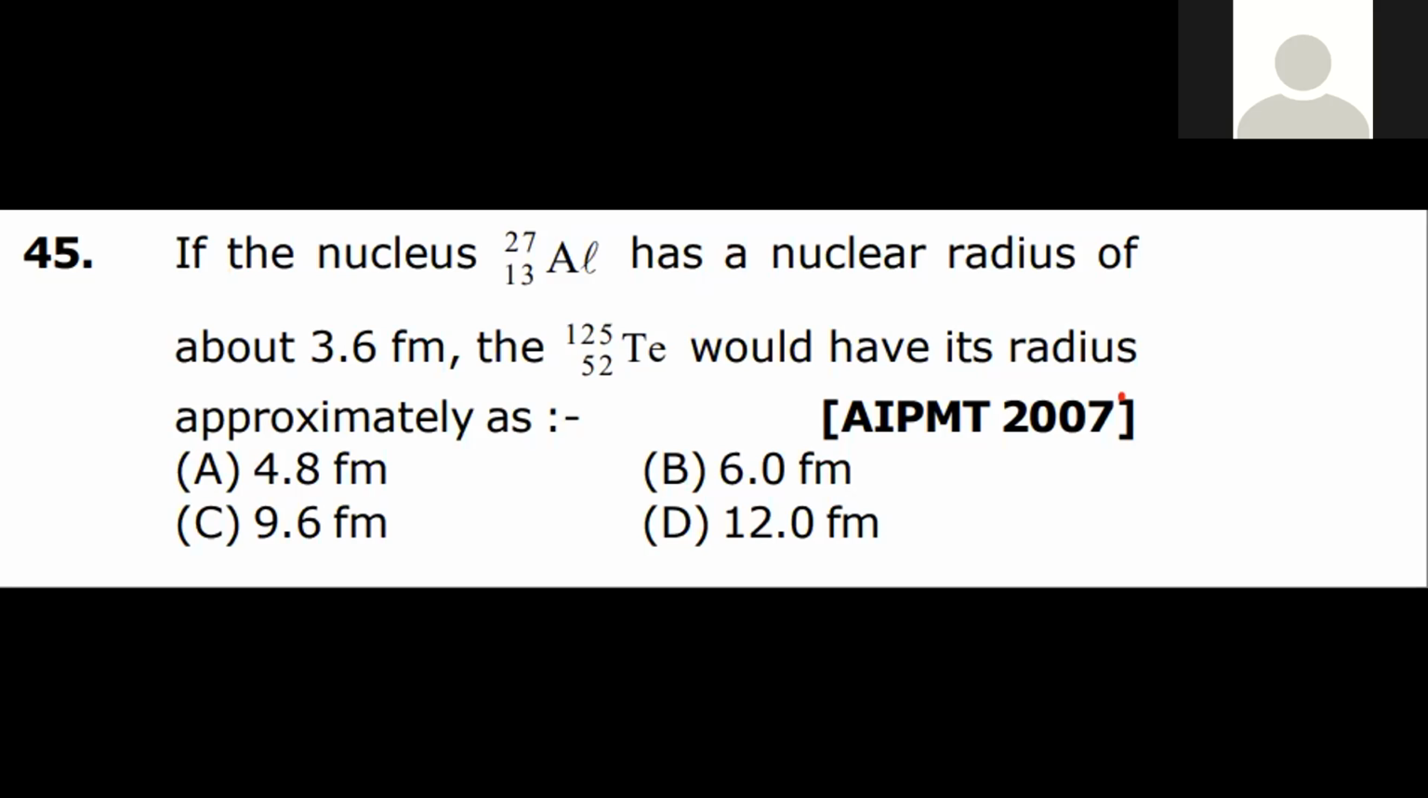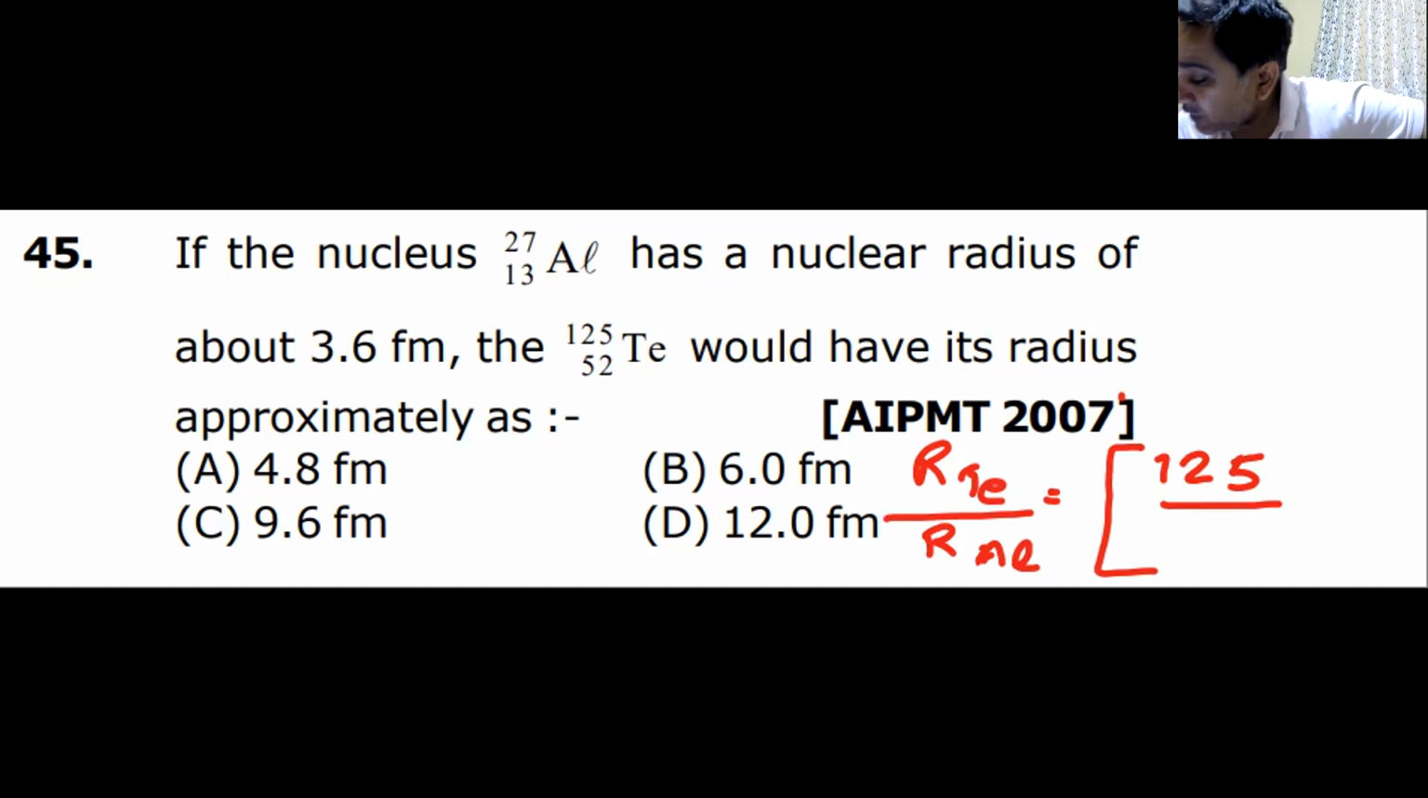R1 by R2 is equal to the cube root of A1 by A2. So I just write the radius of beryllium divided by the radius of aluminium would be equal to A of beryllium, which is 125, do we understand this, divided by A of aluminium, which is 27, all raised to the power 1 by 3.